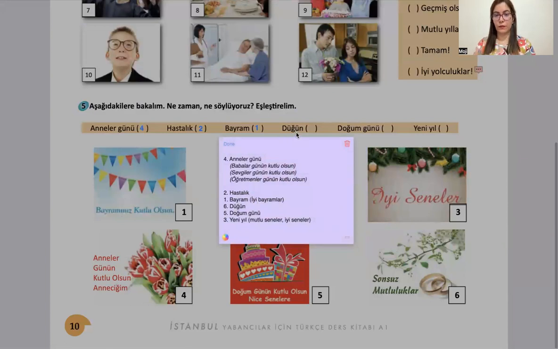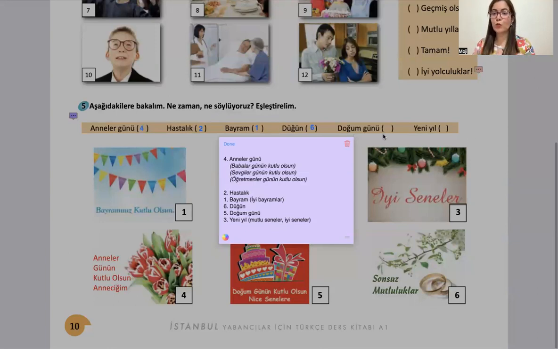The next word is düğün. Düğün means wedding, marriage. It is number six, right? Altı. What do we say? Sonsuz mutluluklar. It means stay happy. I mean, have a happy marriage forever. Sonsuz, forever. I wish you a happy marriage forever.